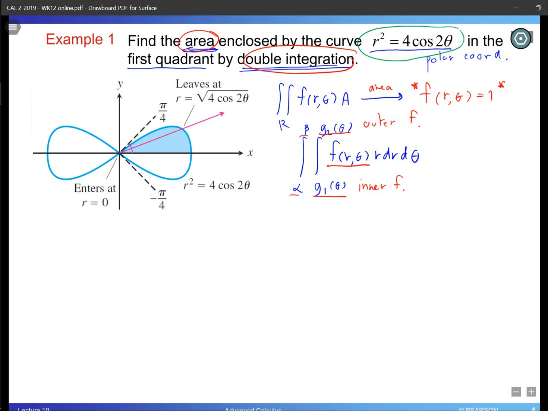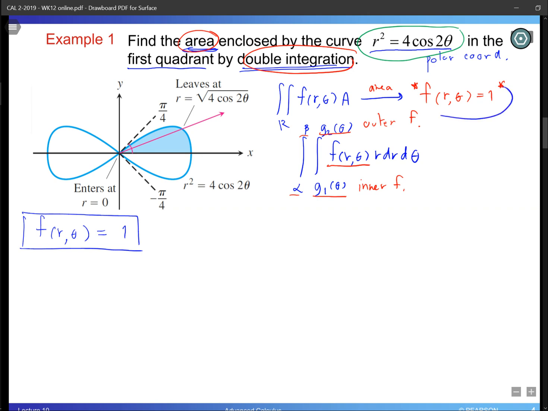The first term that you know right away is this f of r and theta. Sorry, hold on. This is about finding the area. I'm sorry for the pause. Finding the area, so the f function value is supposed to be 1. So you found the first one right here, and it comes from this. We are supposed to find the area.